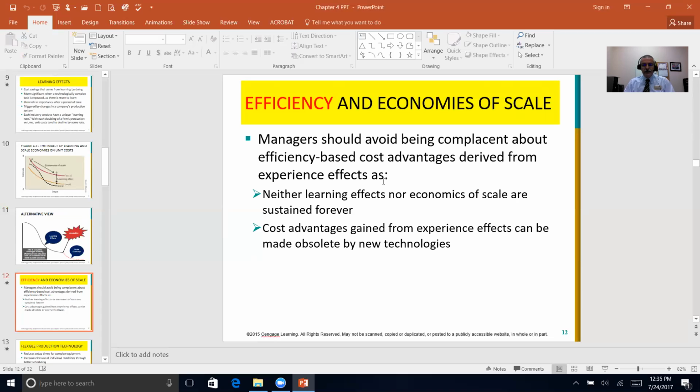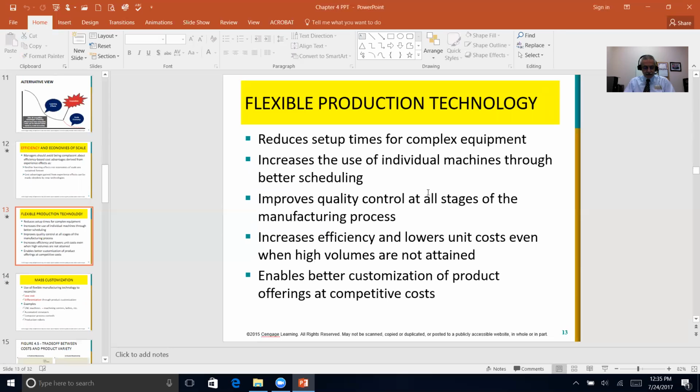Part of this production of efficiency, as we look at developing new technology, is through this term called flexible production technology. That covers a wide range of technologies that are being designed to reduce setup times for complex equipment, increase the utilization time of the individual machines, possibly through better maintenance practices, possibly through better scheduling, improve quality, better training of the operators as we go through the entire manufacturing processes.